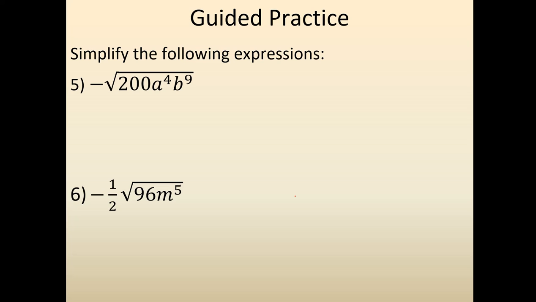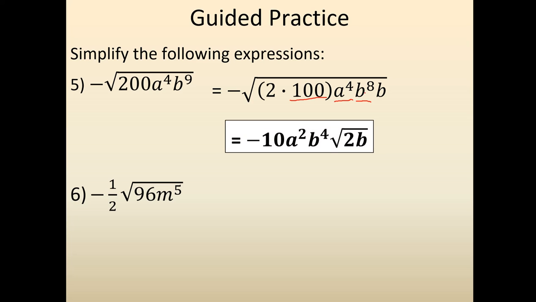All right, so same thing, make sure that we keep track of this negative. So the 200, the two factors that go into that would be 2 and 100, 100 being the largest perfect square. And then the b to the ninth is going to be replaced with b to the eighth times b. So 100, a to the fourth, b to the eighth, those are my perfect squares. This is 10, a squared, and b to the fourth. And what I'm left with underneath the radical is 2b. So my final answer becomes negative 10, a squared, b to the fourth, radical 2b.